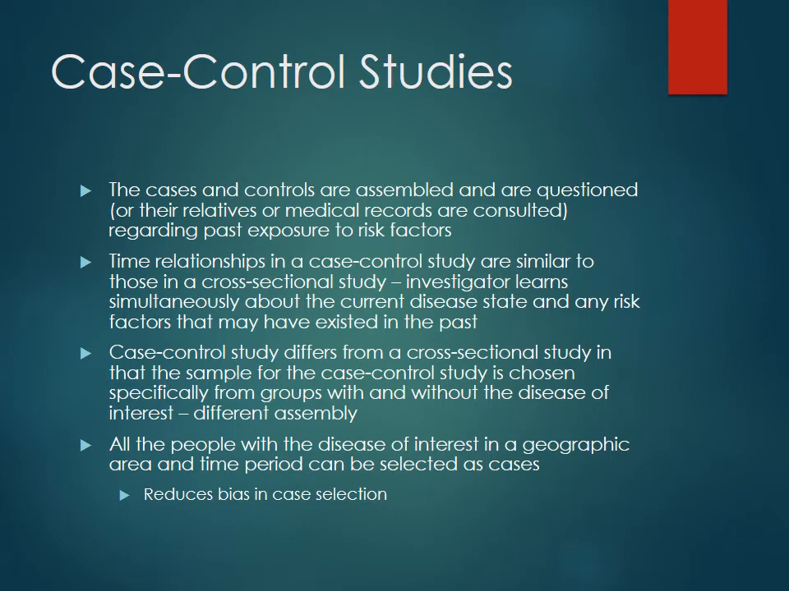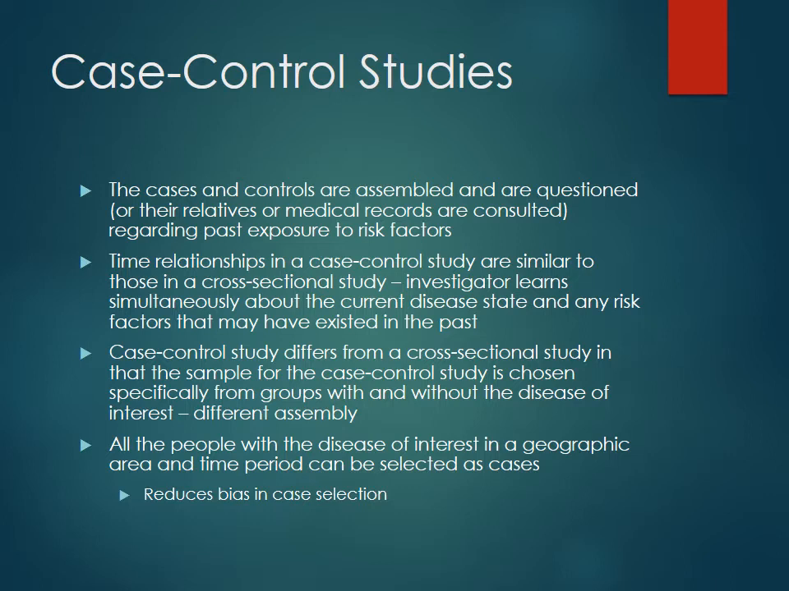So again, cases and controls are going to be assembled and questioned, or say relatives or medical records are consulted regarding the past exposure to risk factors. Based on that, your time relationships in a case control study are similar to those in a cross-sectional study, where the investigators learn simultaneously about both the current disease state and any risk factors that might have existed in the past. Because of that, you can't establish as good of a temporal relationship there.